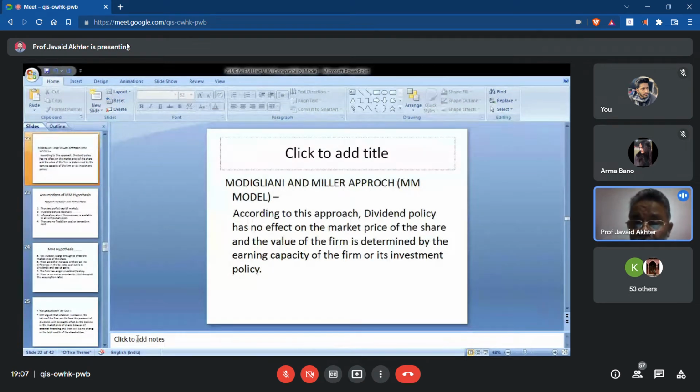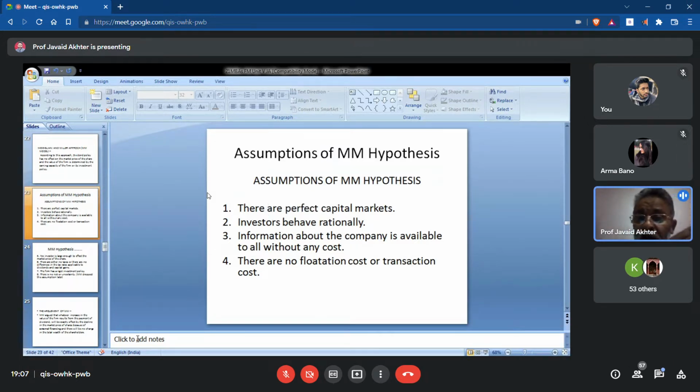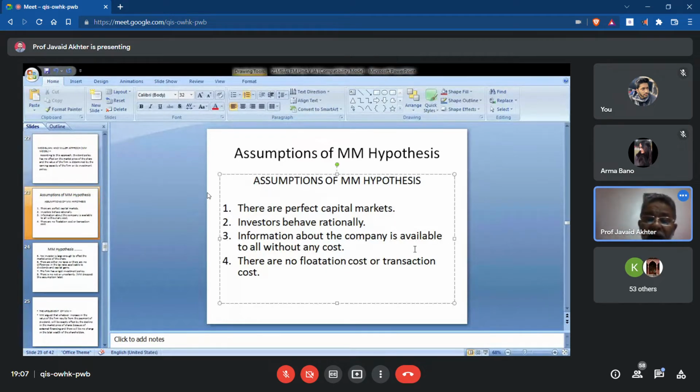Modigliani and Miller approach, they have written the assumptions. I'll come to that, but before assumptions, I had explained to you the crux or summary of their argument, and their hypothesis on capital structure. Similarly, their hypothesis on dividend decision is also based on these four assumptions.